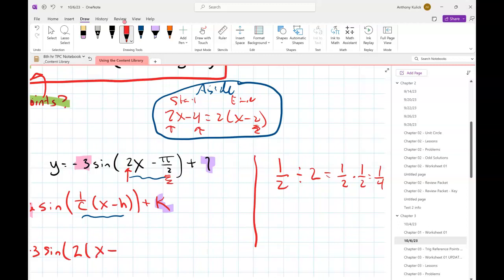Okay. So keeping in mind that 1/2 divided by 2 is 1/4, what is pi over 2 divided by 2? Very good. Pi over 4.